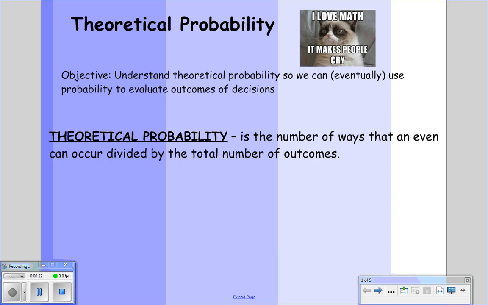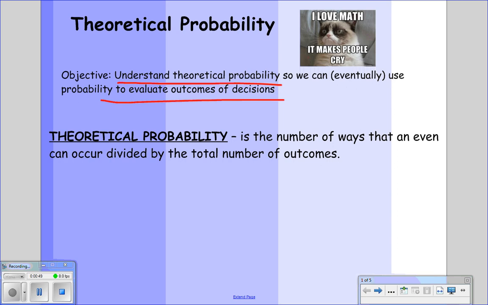In either case, whether you're empirical or theoretical, we are trying to understand those types of probability so that when we come back from spring break, you will be able to insert this knowledge into our actual probability and statistics unit, so that you can derive decisions and outcomes and evaluate those decisions and outcomes based on the probability that you've got.